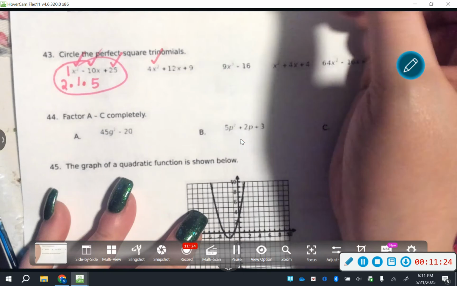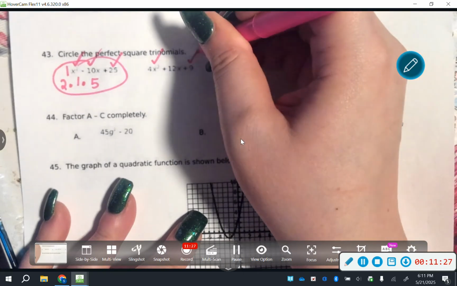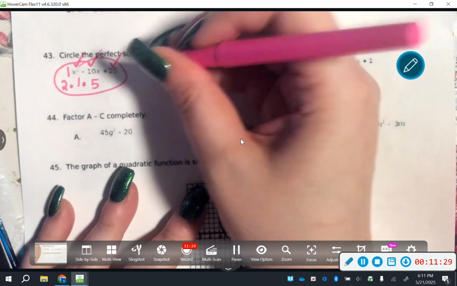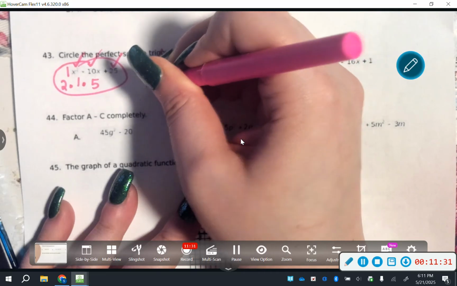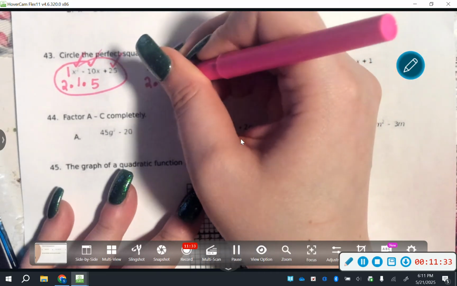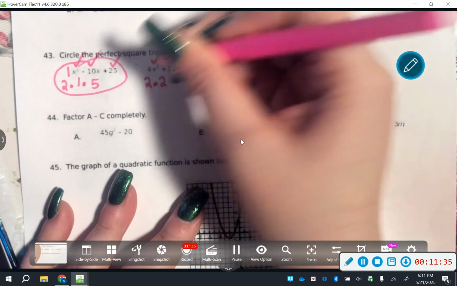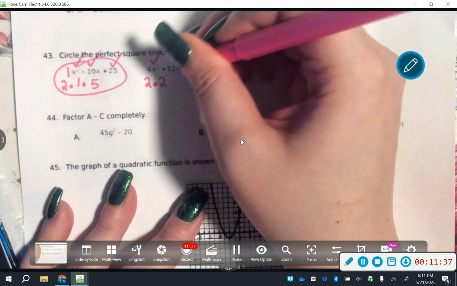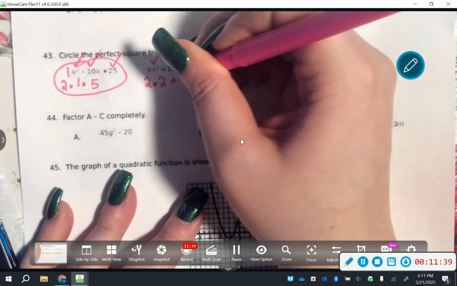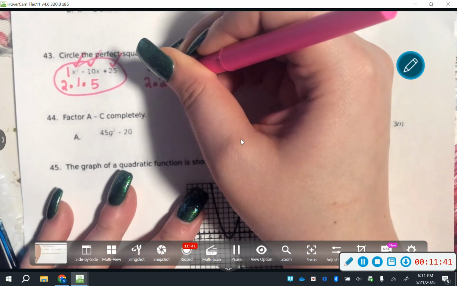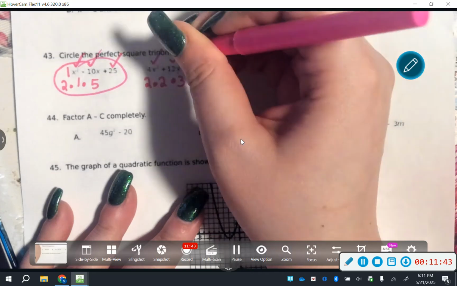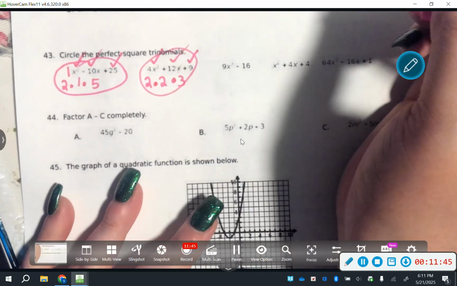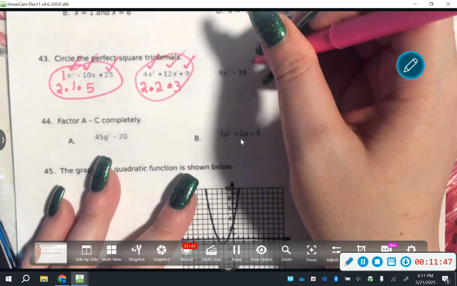4x squared is a perfect square. 9 is a perfect square. To check our middle term, we do 2 times the square roots. The square root of 4x squared is 2x. The square root of 9 is 3. 2 times 2 is 4, 4 times 3 is 12. This is a PST.